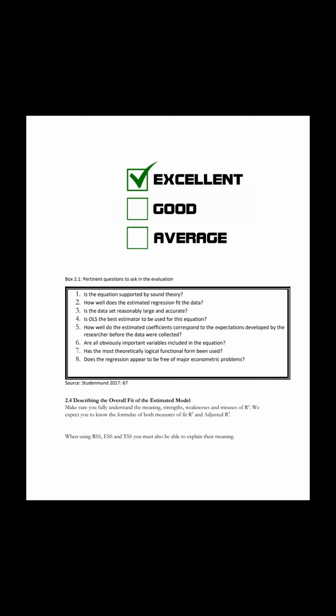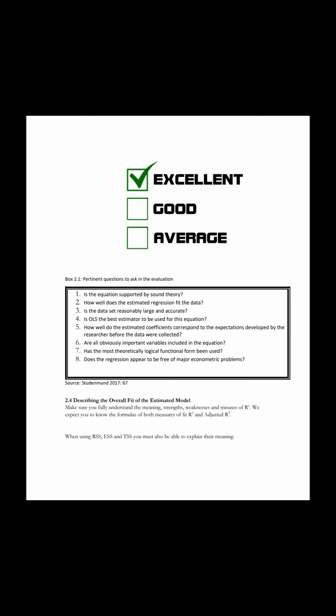The functional form that we are using here in our OLS is a linear relationship. But some situations do not need a linear relationship or can't work on a linear relationship. Sometimes there are exponential relationships. So is a linear relationship the best? We are looking at that. And then, does the regression appear to be free from major econometric problems? This we are going to look at in future. These are part of the topics that we are going to be covering anyway.